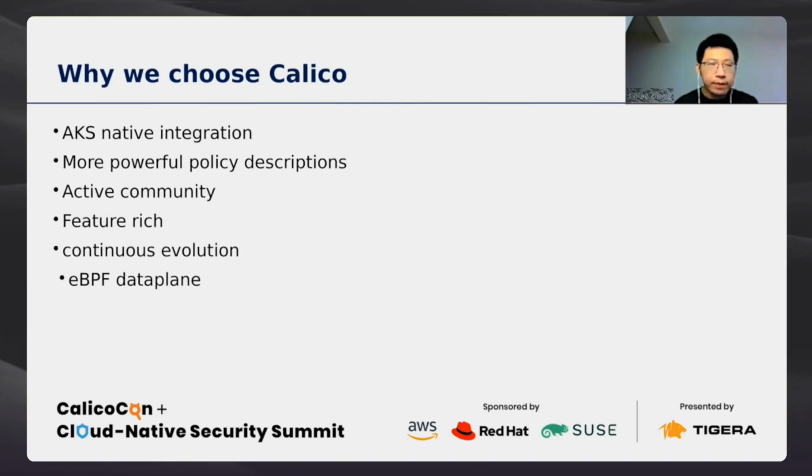Why did we choose Calico? Because Calico has native integration with AKS. When creating AKS, we can directly specify whether to use Calico through configuration in the Azure portal or use the AKS CLI, and we don't need to use the extension of the preview version. AKS with Calico as the network policy is the default. Calico is more powerful. The Calico network policy and Calico global network policy can be used for our situation.